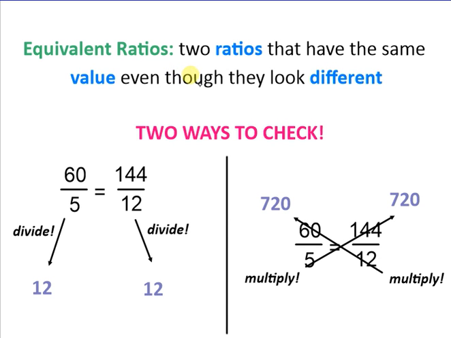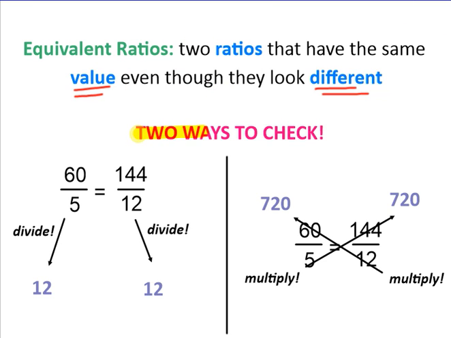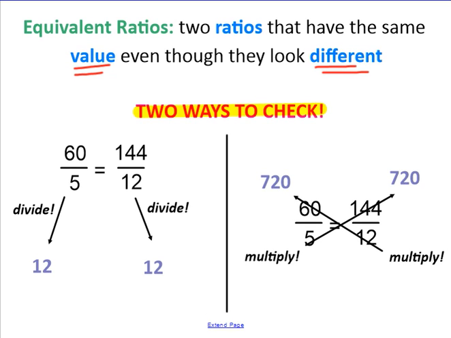So equivalent ratios are a lot like equivalent fractions. They are two ratios that have the same value, even though they look different, okay? And there are two ways to check to see if you have equivalent ratios. It is a matter of preference. There's no right way or wrong way. You can use any method that you would like, and you're going to get the correct answer no matter which way you do it in any situation.